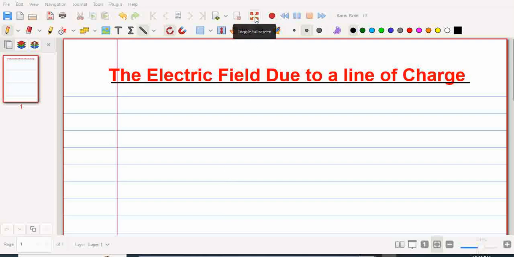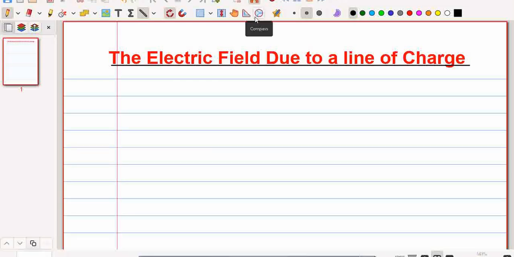Dear students, today we are going to discuss a very important topic for electricity and magnetism, and that topic is in chapter number 22 of the Halliday Resnick Walker Fundamentals of Physics, 10th edition. The topic is the electric field due to a line of charges. So let's start it.